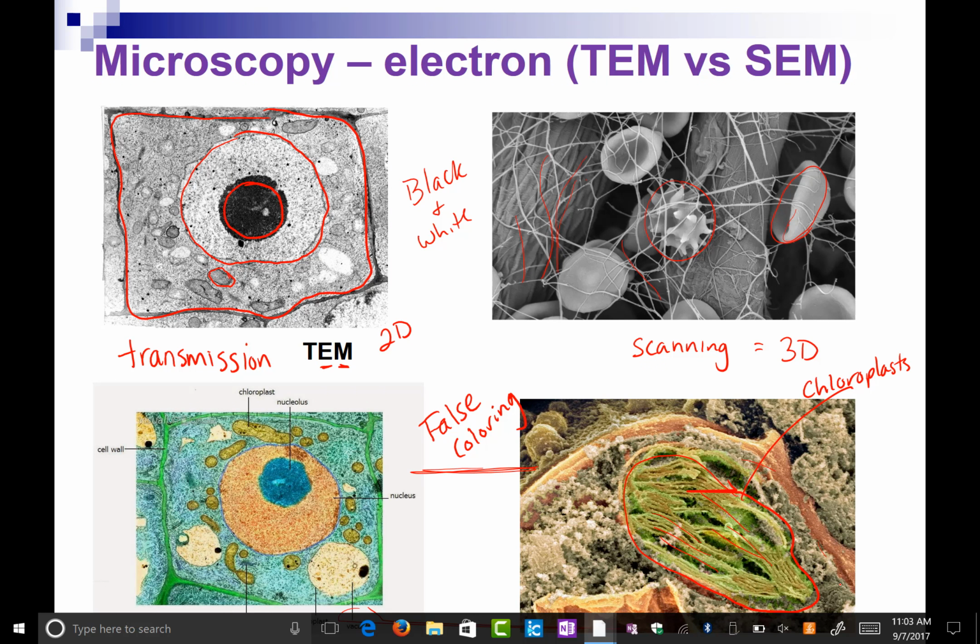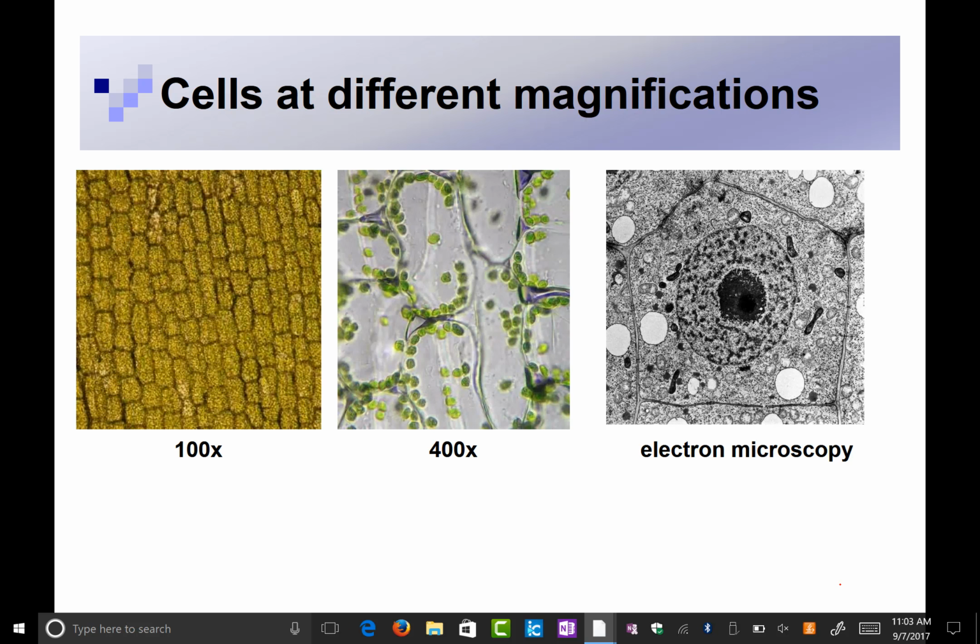Okay, so you've got two types. You've got light or bright field, you've got electron. Magnification is super important when reporting images. So cells at different magnifications. Here's a plant cell using 100x total magnification. Here it is at 400x. Right? You get a lot more detail.